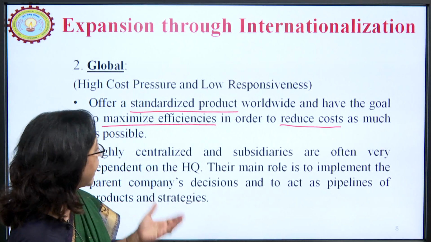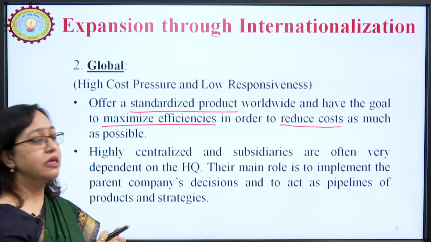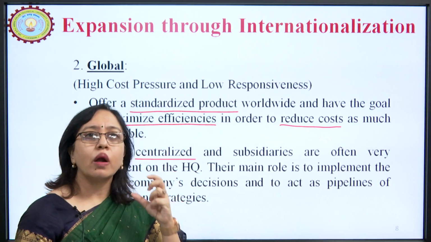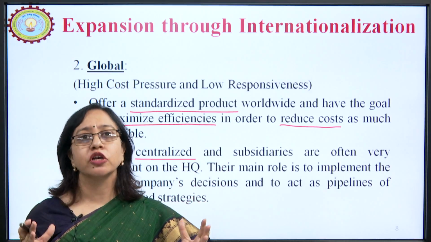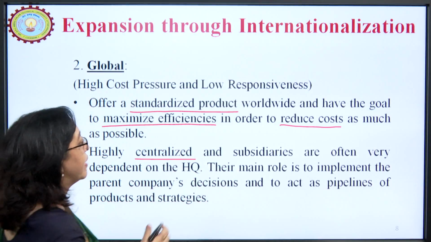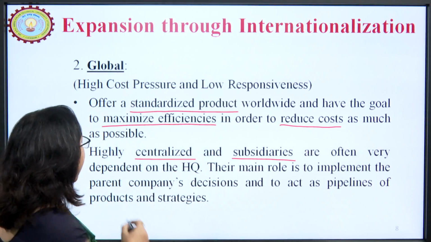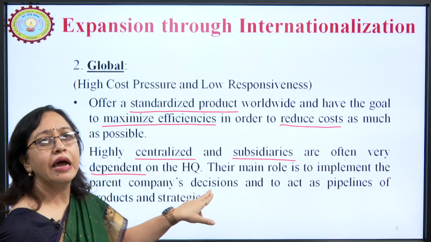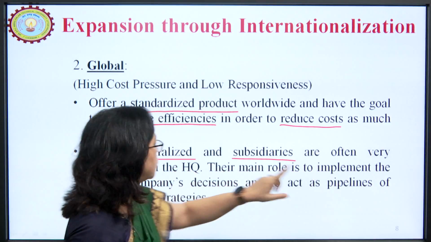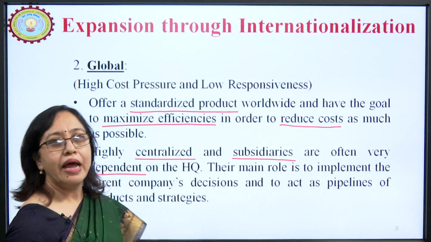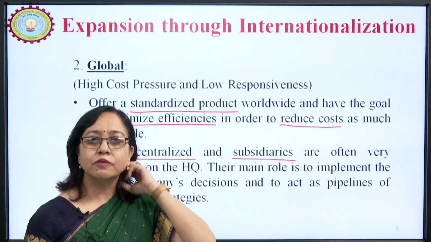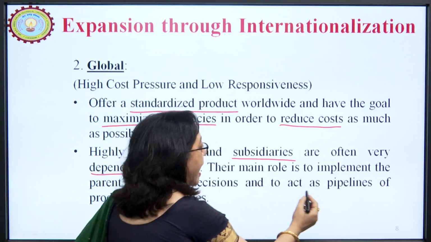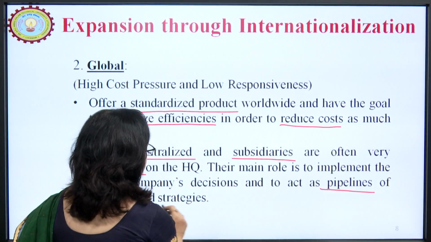Then, what is happening? In the last strategy, we had a totally decentralized structure. Here we have a centralized structure. The headquarter is in control of everything because things don't have to change according to different markets. They have to remain the same. And subsidiaries are often very dependent. There they were autonomous in multi-domestic. Here they are very dependent on the headquarter. Their main role is to implement the parent company's decision, whatever is being sent by the parent company or the headquarter, and to act as pipelines of products and strategies.